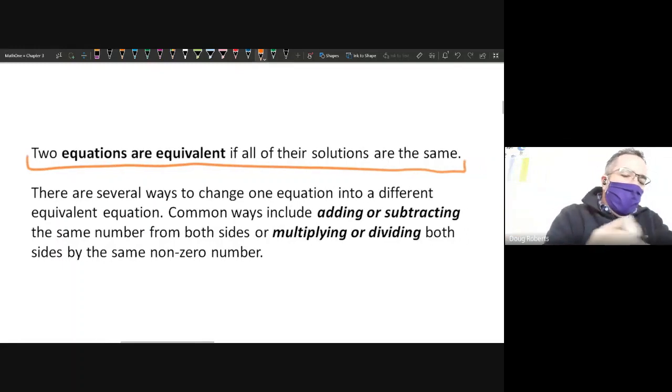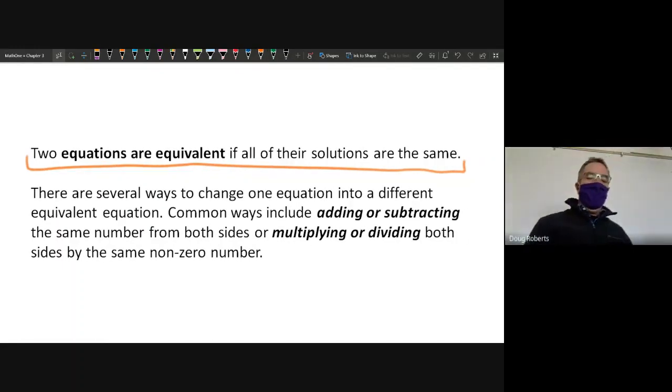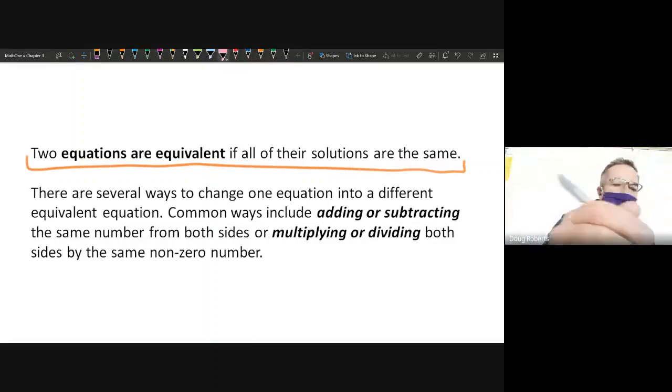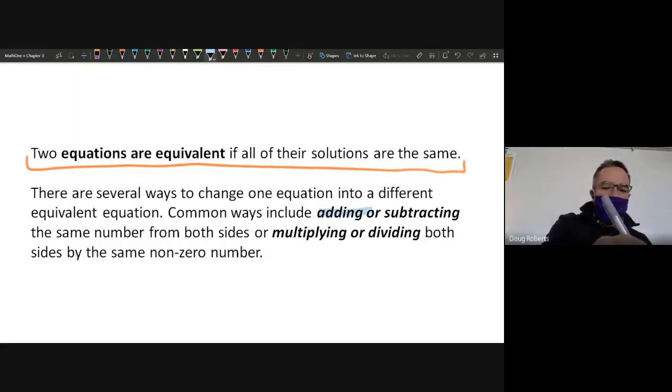Two equations are considered equivalent to each other if all their solutions are the same. So if one equation has a value of x, or it has 2 values of x or 3 values of x, it's equivalent to another equation as long as they're producing all the same outputs. We can get equivalent equations by tweaking equations, and common ways that we do that, and this doesn't need to be in your notes, are by adding or subtracting the same thing from both sides, or by multiplying or dividing both sides of an equation by the exact same value.